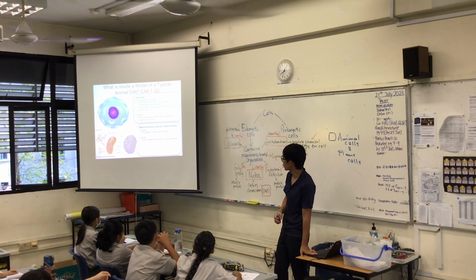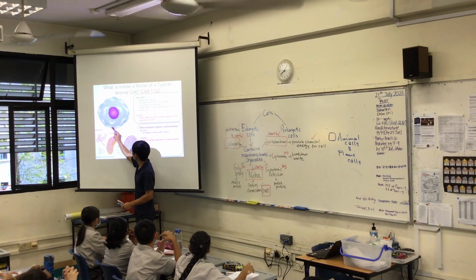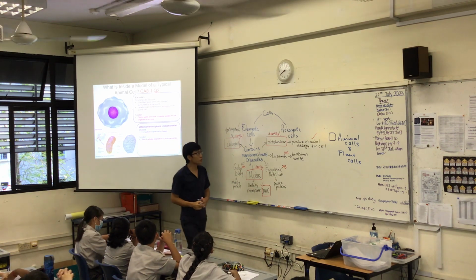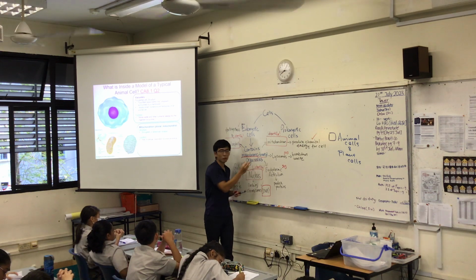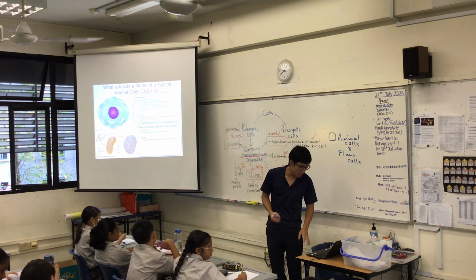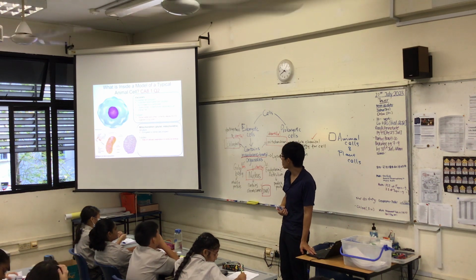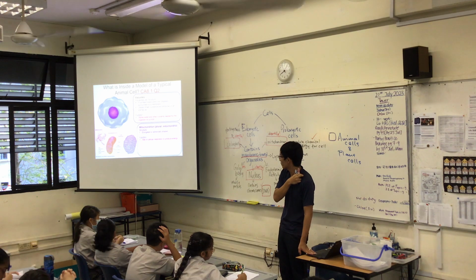First and foremost, vacuoles. You see these small little circles drawn within the cell? Those are vacuoles. Vacuoles are also membrane bound. Their function is to store substances, for example, water, food, nutrients. It's like a storage house for organisms to survive.